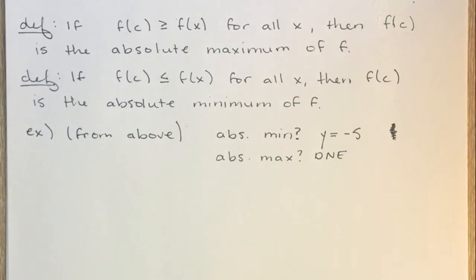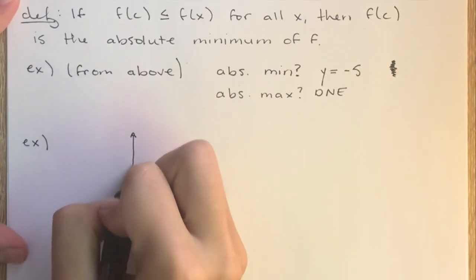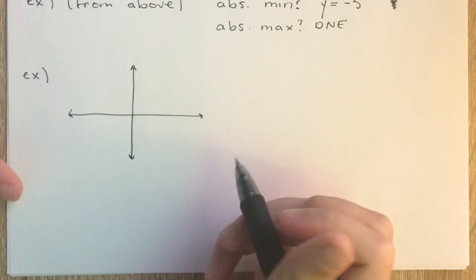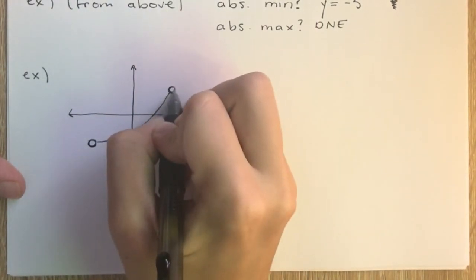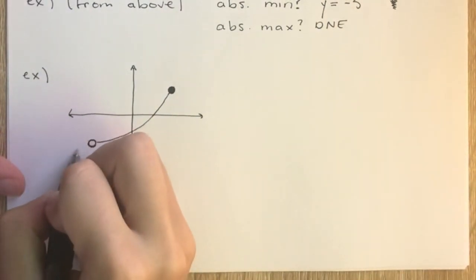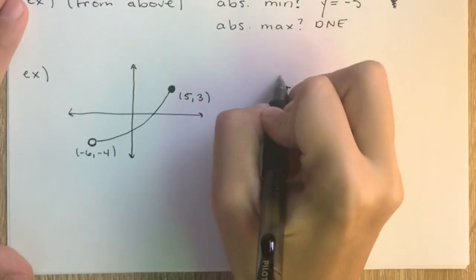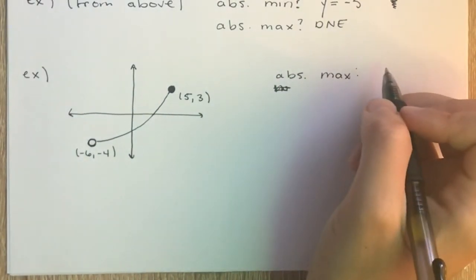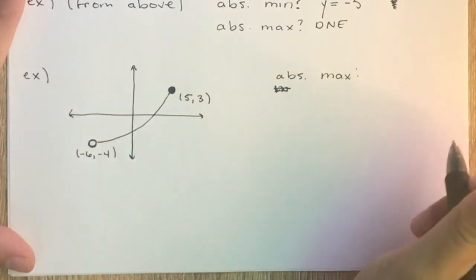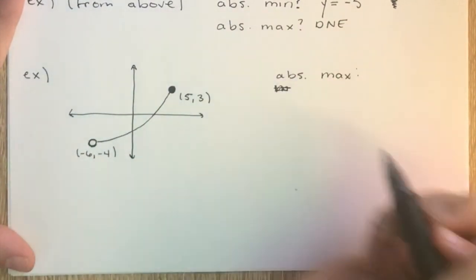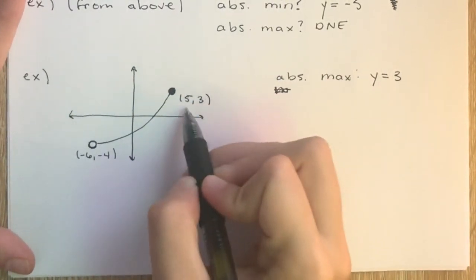Okay, last thing that I want to make a note of. Let's say I look at this example. Let's say I have this line segment. And this point is negative 6, negative 4, and this point is 5, positive 3. What is my absolute max here? Is there a y value that's larger than all the other y values? Yes, totally, right? This point is the highest point on the graph. The y value is 3. So our absolute max is y equals 3. If it asked for a point, our point would be 5, 3.